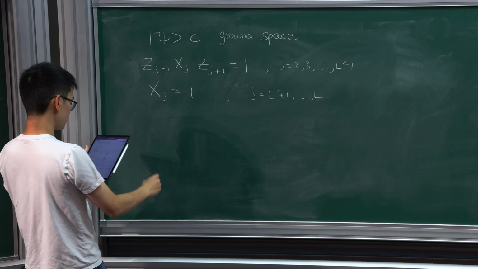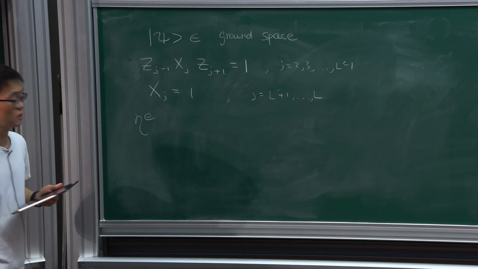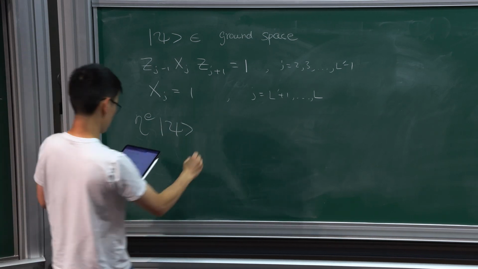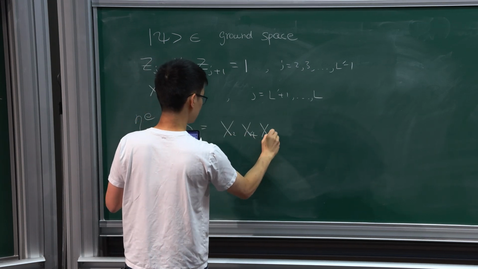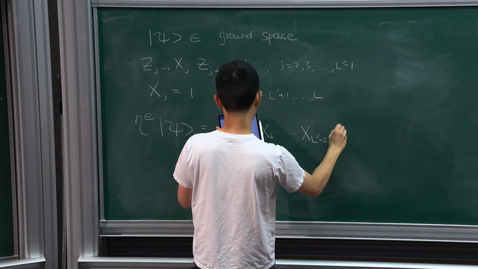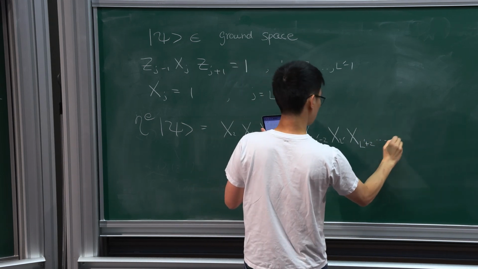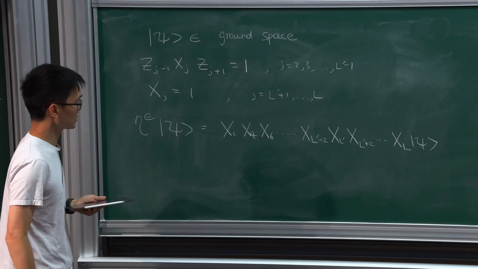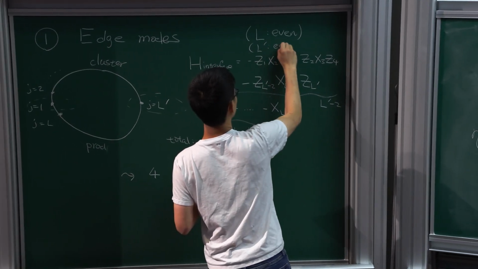Now, using these constraints, let's see what happens to the symmetry operator. Let's start with eta even. So eta even, when you act on this ground state, so eta even is X2, X4, X6, all the way to X_{L prime minus 2}, X_{L prime plus 2} to X_L. Okay, all the even guys. Oh, I'm also assuming L prime to be even for simplicity.